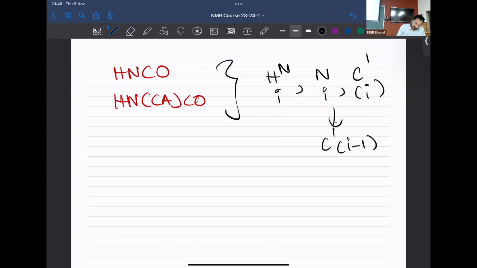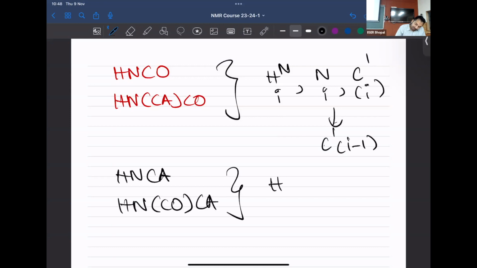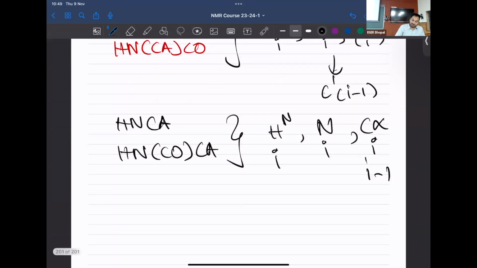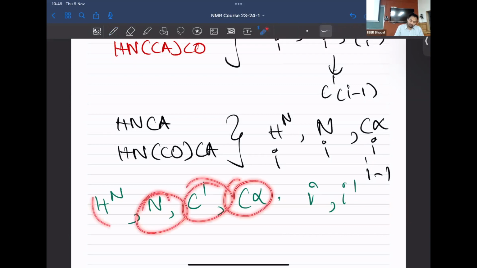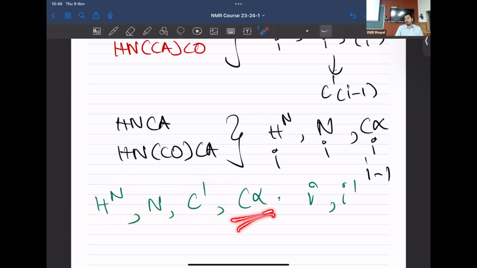So you can have another pair of experiments, which is HNCA and HNCOCA, which when you put together, you'll get HN of I, N of I, C alpha of I and I-1. So now what you have done is expanded the entire set such that the N, HN, C prime and C alpha for I and I prime come, meaning that these are two different residues. It's very unlikely that literally all of them will stand on top of each other. You will get better resolution. But you are still not wrong: as the protein size increases, overlaps start to increase.